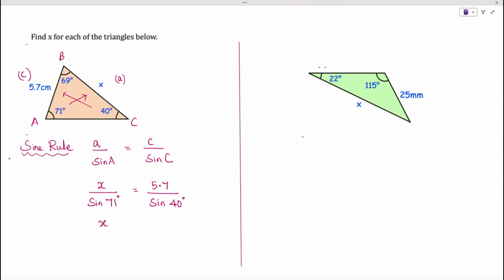So now we can move sine 71 over to the right hand side of the equation and isolate x. So you get 5.7 times sine 71 over sine 40. By putting this into our calculator, we get the value of x as 8.384504928. So we get 8.38, to 2 decimal places.